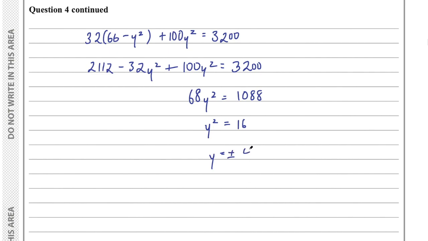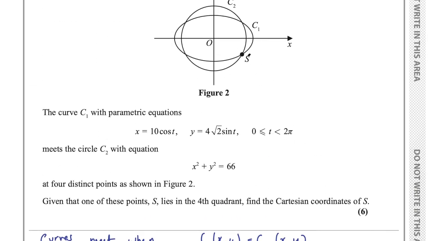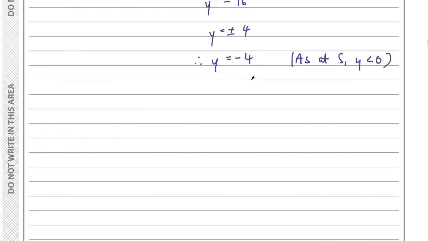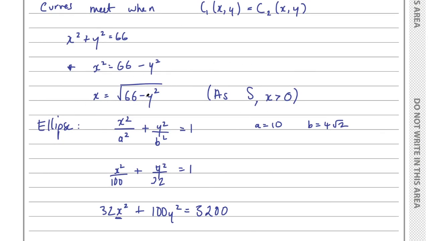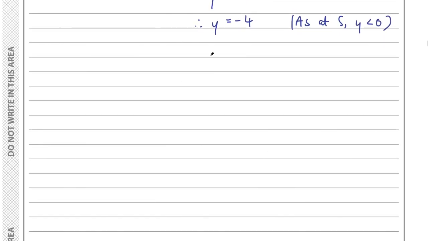Now, let's just write plus or minus 4 down, but let's recognize that S was in that fourth quadrant and we're looking for a negative value for y. So therefore, we get a value for y of negative 4 as at S, y is less than 0. Now we have a value for y. Let's plug that in either to this equation or wherever. So if we plugged it in here, we would have 4 squared is 16. 66 take 16 is 50. So we get x equal to root 50. So therefore, x is equal to square root 50. And that's a positive.